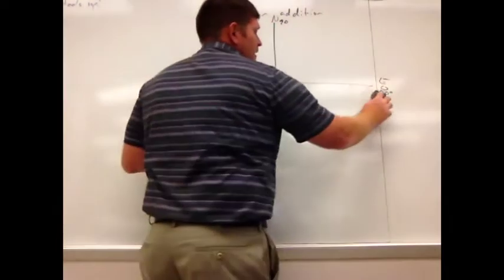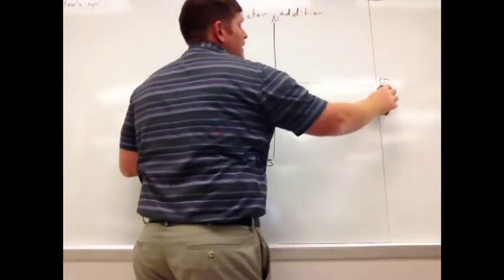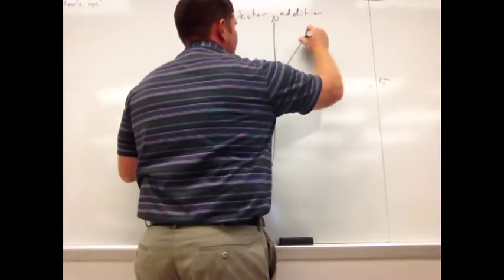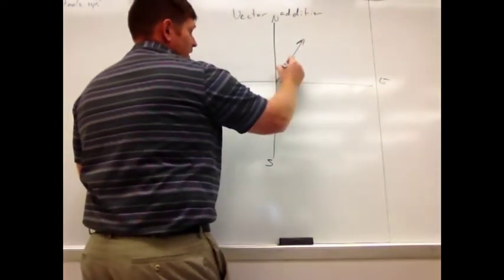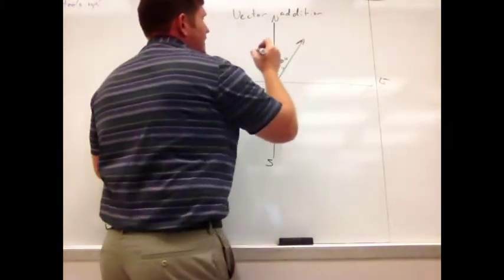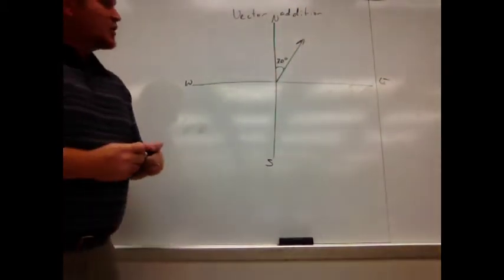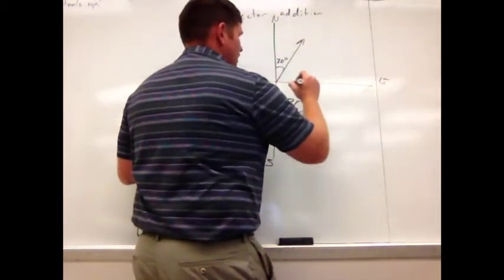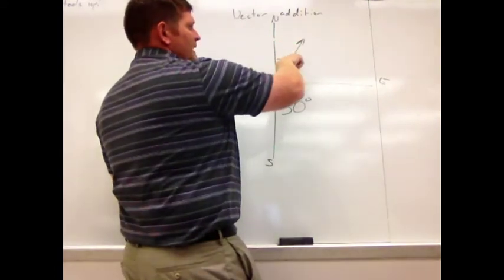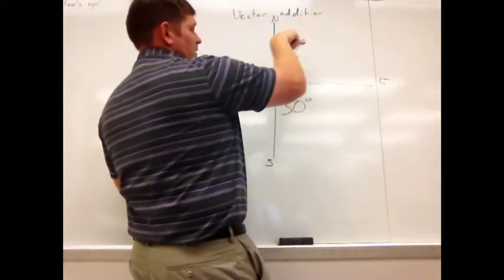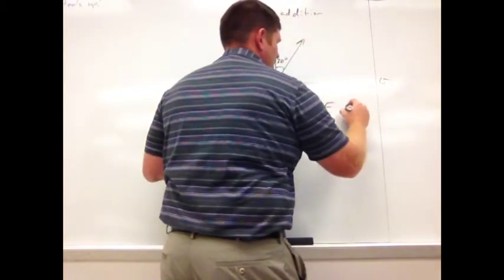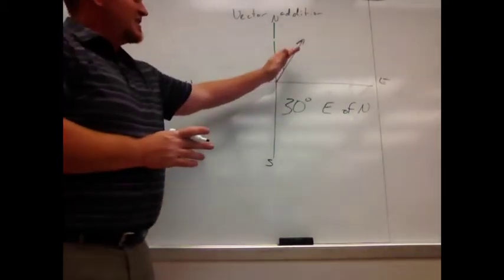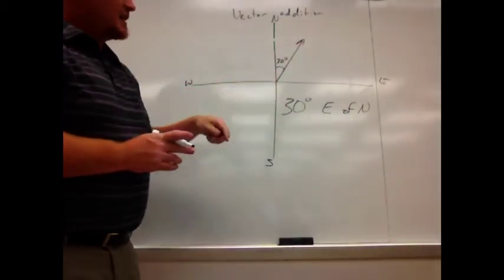Another way we can do it is by individual spots. So let's say I have my line drawn here, and let's call this a 30-degree angle. So if that's a 30-degree angle, I can say that this is 30 degrees east of north. That would be one way I can write that angle instead of saying it's 60 degrees. So sometimes you'll see it written like that.